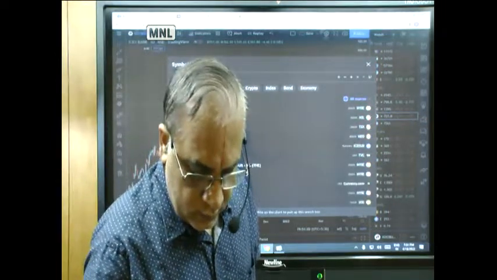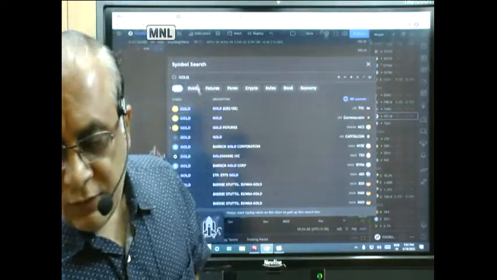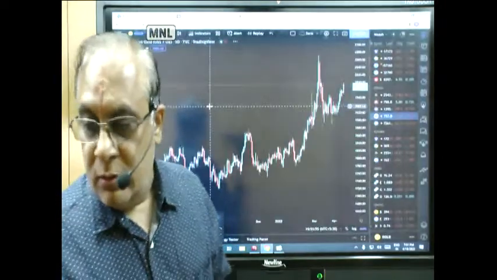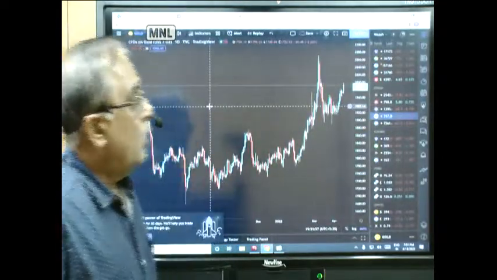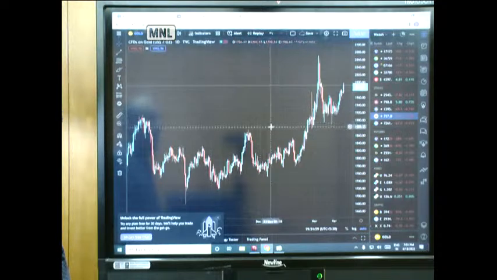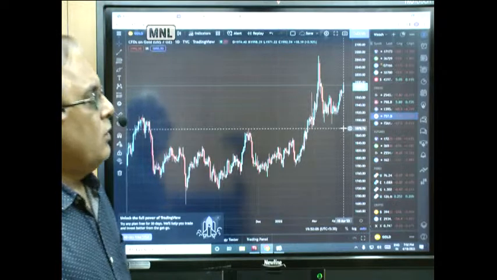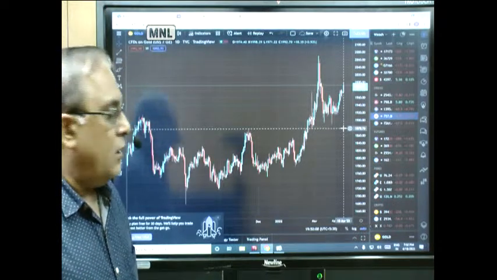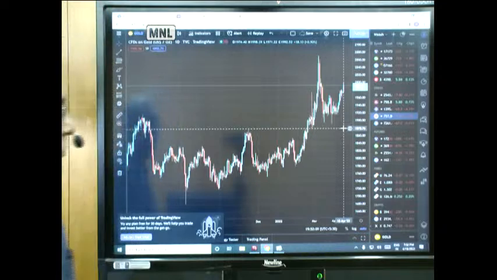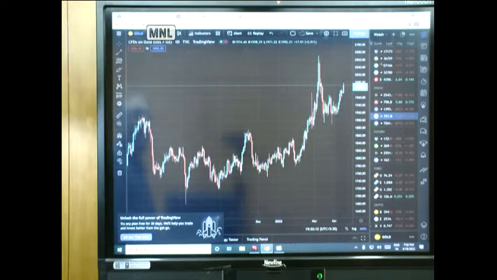Now we will look at gold. Last time itself we said gold would go up to 2000 levels, and today it went closer to 2000. So we expect the resistance closer to 2016. You may ask how we are expecting the resistance at 2016. So let me go for the monthly chart.